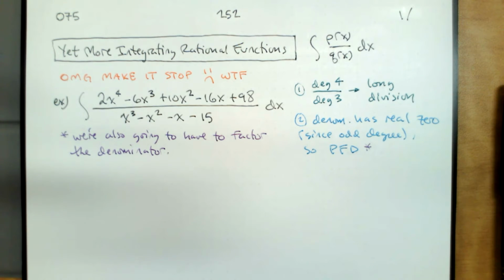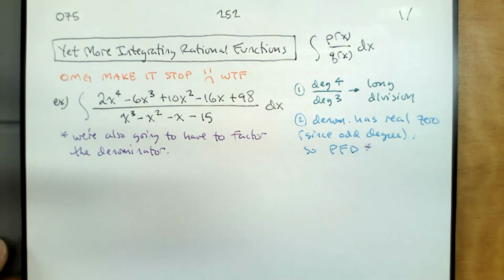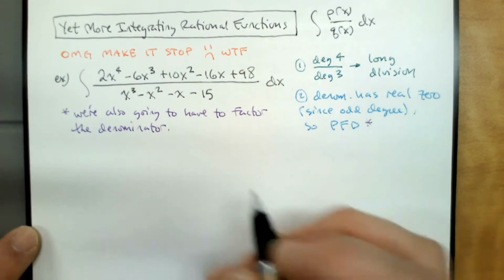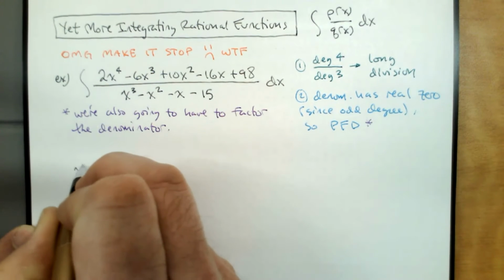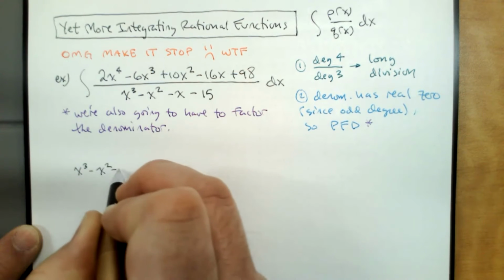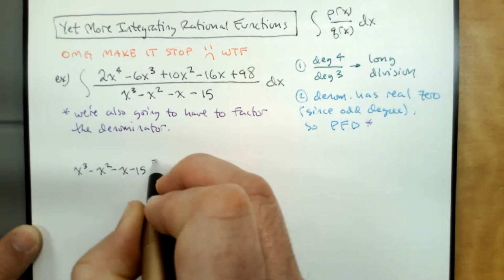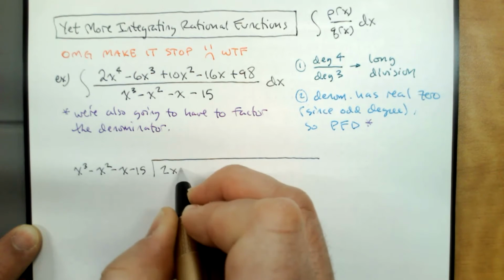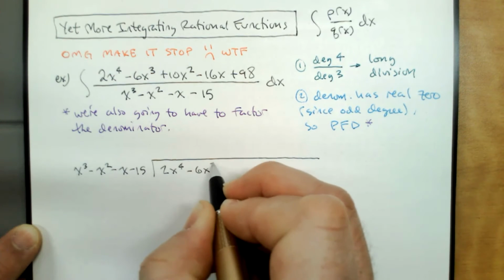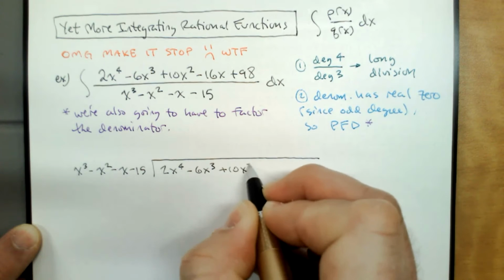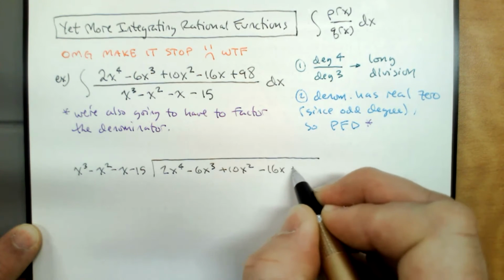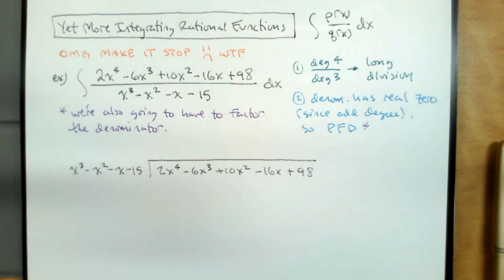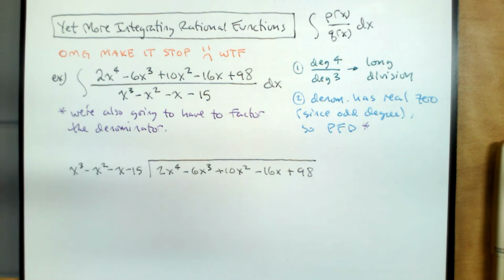All right. So we're going to start with our long division, because one of the things that we want is the degree of the numerator to be less than that of the denominator. So x cubed minus x squared minus x minus 15 gets divided into 2x to the fourth minus 6x to the third plus 10x squared minus 16x plus 98. Now I'm going to double check that I copied that right.